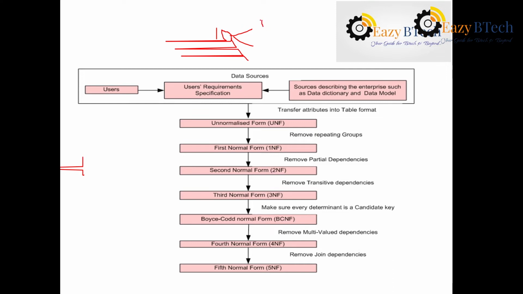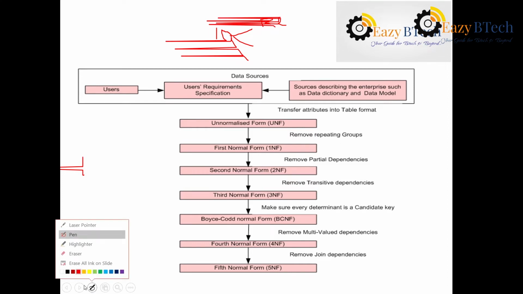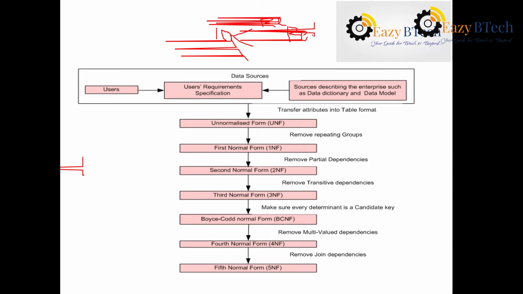First one is to avoid the redundancy, and second one is to perform the lossless decomposition, and also we are checking the insert anomaly, update anomaly, and delete anomaly. Already we discussed these things in the previous session. Please go through my previous session, introduction to normalization, and if you have any queries, please let me know.